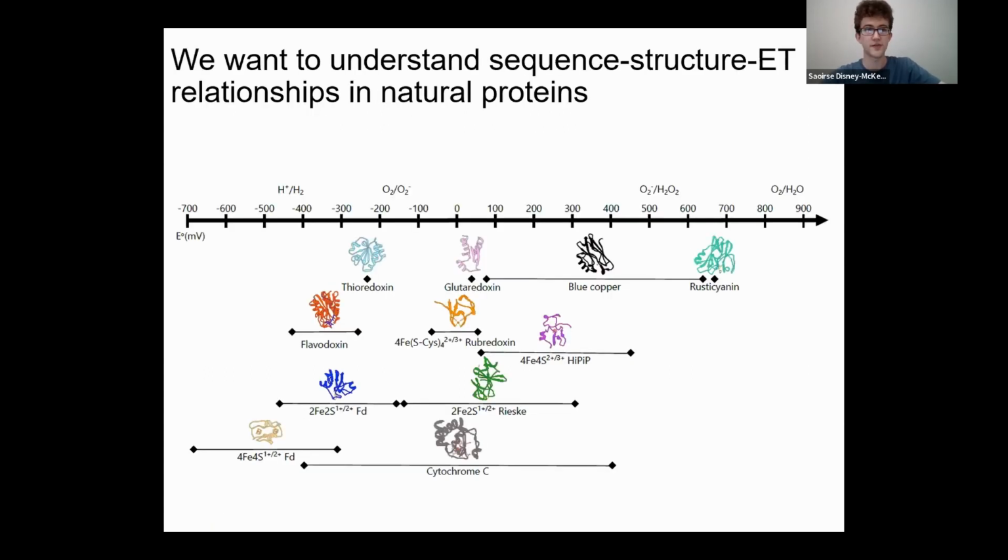So for a little bit of background, in the Silberg lab, we're really interested in understanding sequence-structure-electron transfer relationships in natural proteins. Previously, we've done a lot of work on the 2-iron-2-sulfur ferredoxins and 4-iron-4-sulfur ferredoxins, including with Vic's group and so on. Recently, though, we started working with flavodoxins and cytochromes.